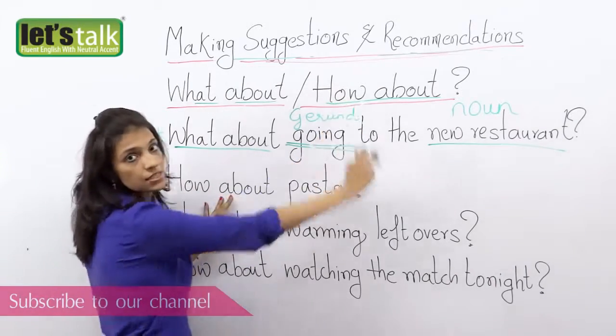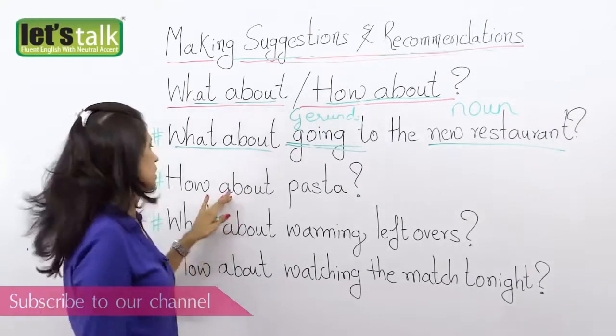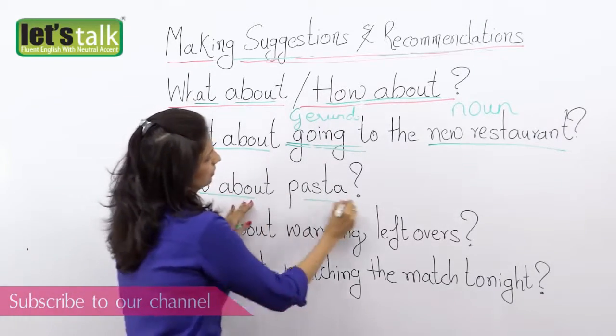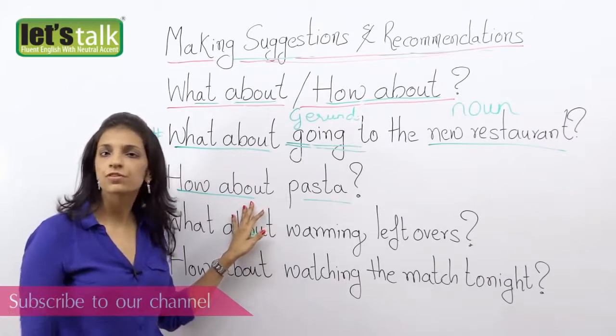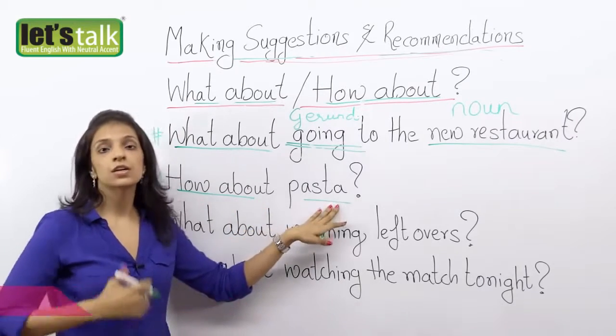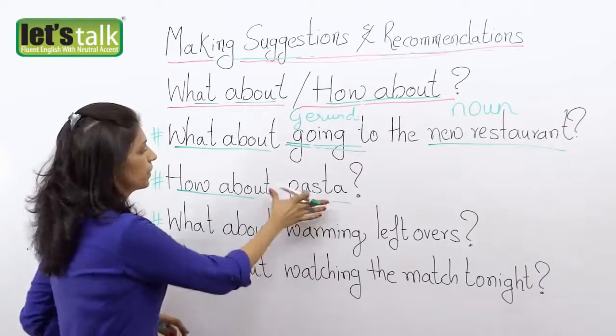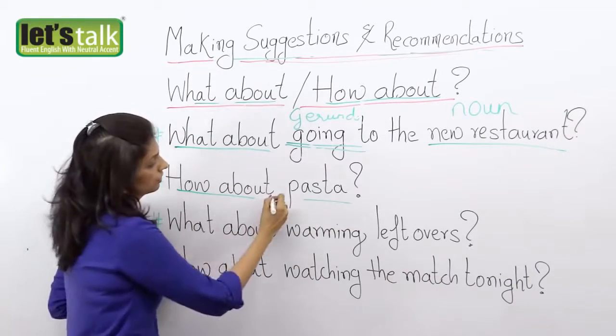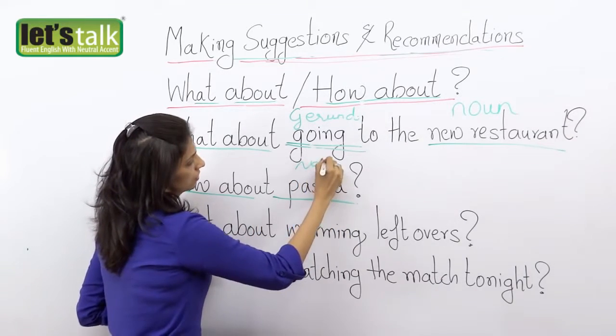Okay, same way in my next example, how about. So now let's learn how we make a suggestion using how about. How about pasta? Okay, so your mother asks you, what should I cook for dinner today? So you said, how about pasta? You're making a suggestion to her to make pasta. You are using the noun.